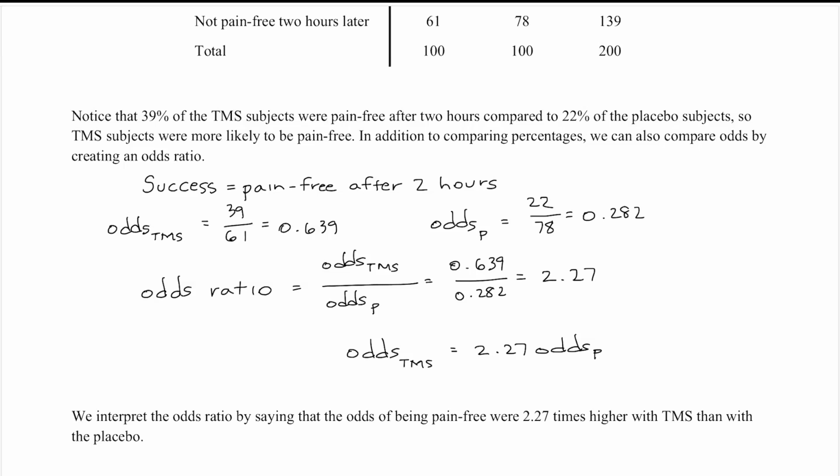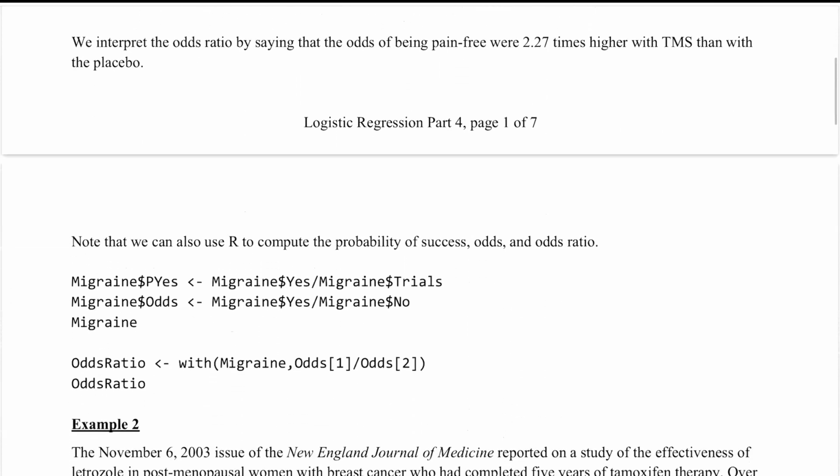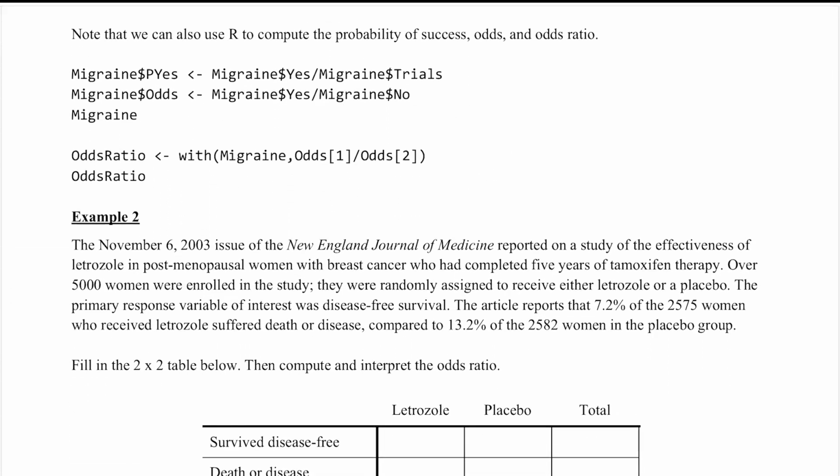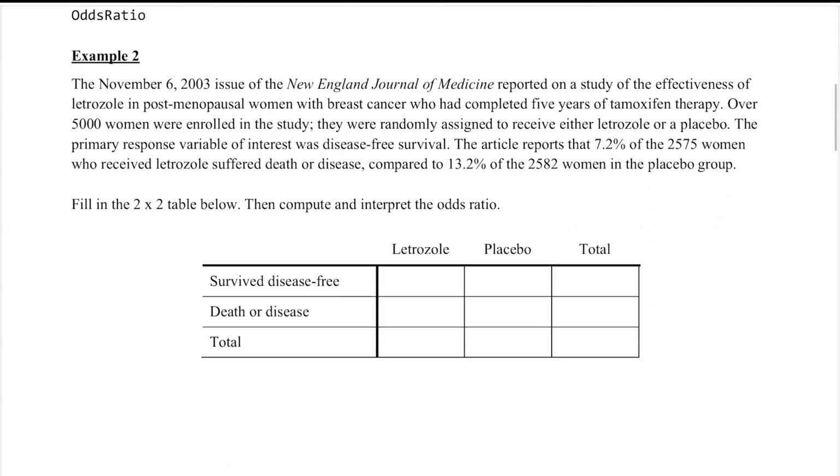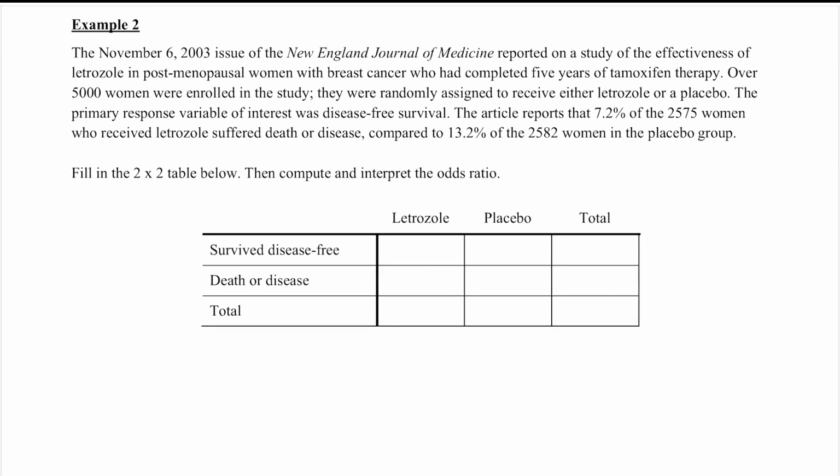We can do the ratio in either order. We could also have looked at the odds of still having pain after 2 hours. So, basically any of the above is acceptable. It's just a question of how we interpret it. All right, and then I gave you some code here where you could ask the computer to calculate those things for you.